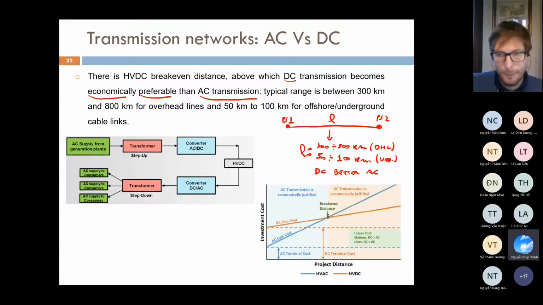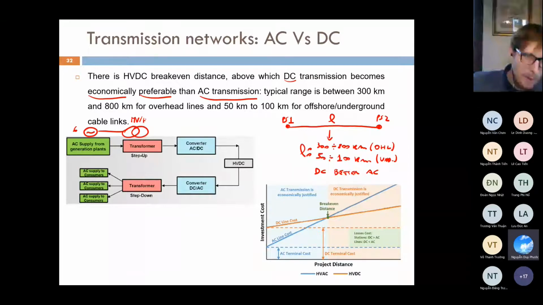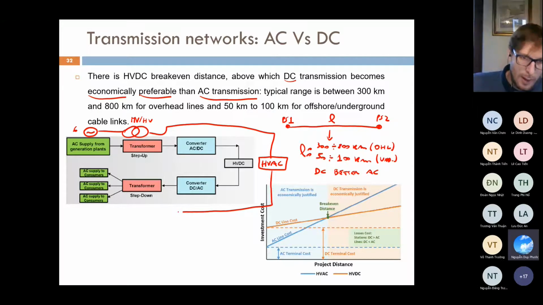than AC. But what is the difference between DC and AC? Why is DC more convenient than AC in some cases and not in others? Let's look at this flow chart. If you just have an AC power system, you have a generator, then a transformer, let's say from medium voltage to high voltage. Then you have an HVAC line, and then another transformer, or more than one, and then it goes to the final users. Here it's more than one, but just to make things easy.